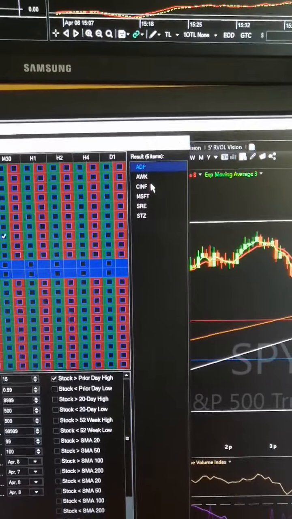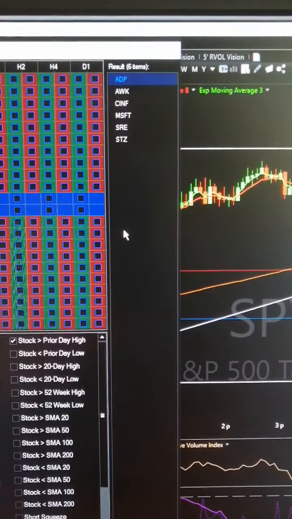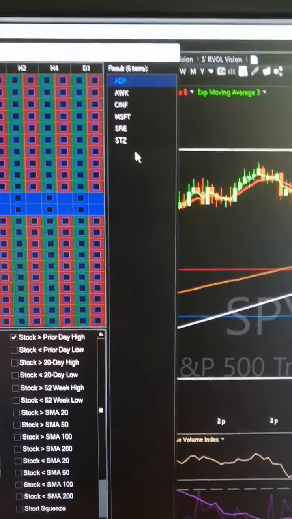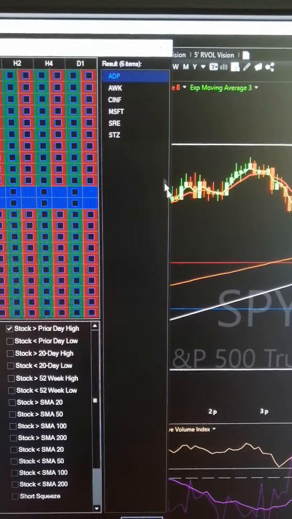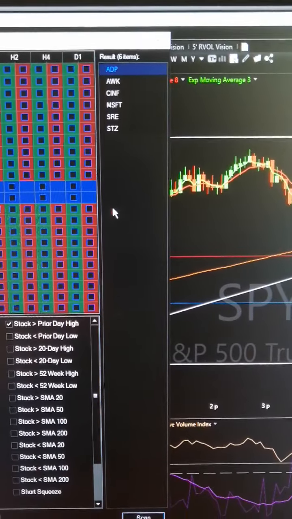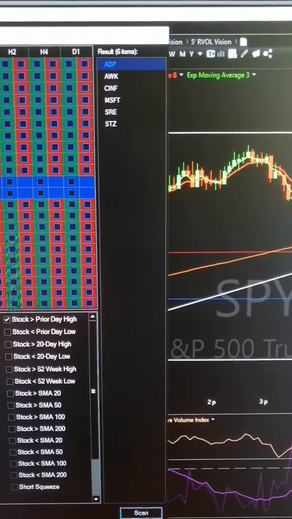Usually you don't get a lot of results. You can look through those and take a look at them. Sometimes I get a lot more, sometimes you get like 20. I'll look at which ones of those have good chart structure for risk reward, have the relative strength I'm looking for, and have the relative volume I'm looking for as well.